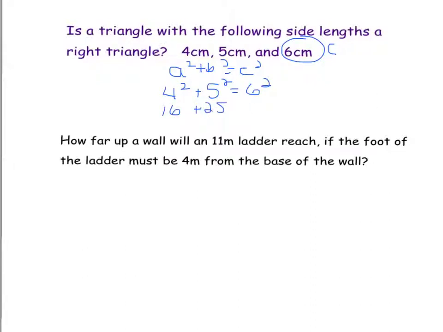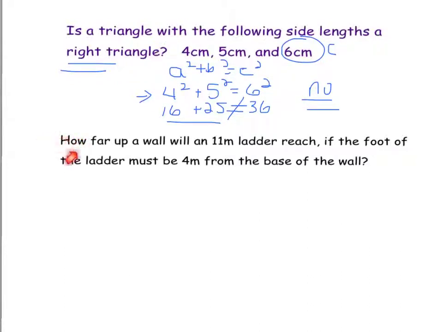What we're trying to figure out is, does it equal c squared? If it works, then it is a right triangle. In this case, 16 plus 25 does not equal 36. So no, this is not a right triangle.